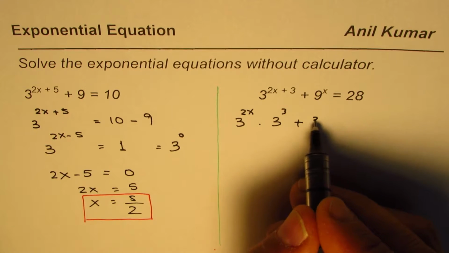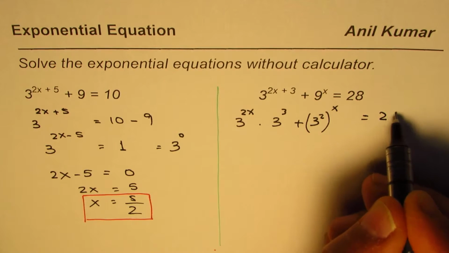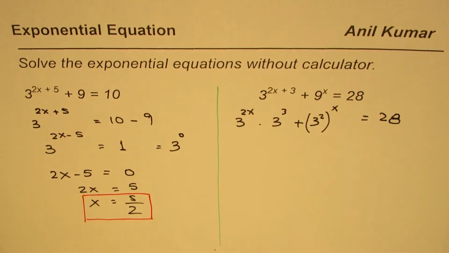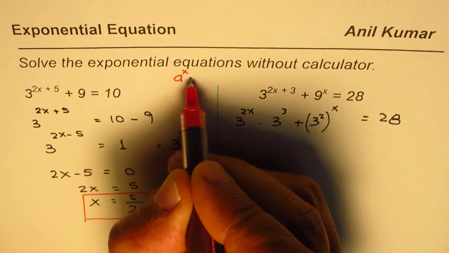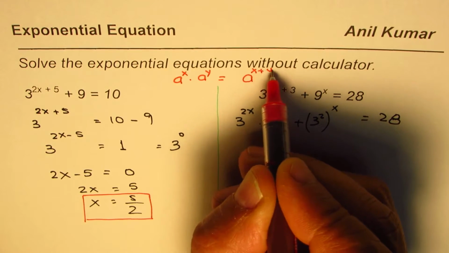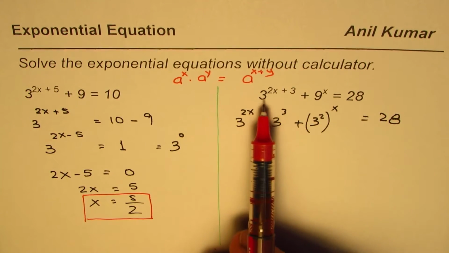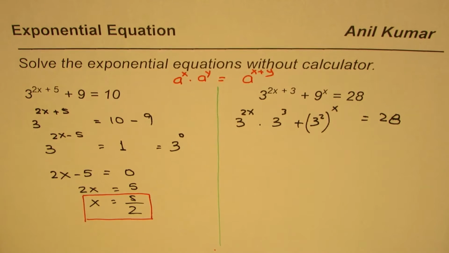And 9 I'm writing as 3 squared, and then we have everything to the power of x, and all this should be equal to 28. Okay, so that is the key. We have applied an exponential rule here. That is to say that if we have a to the power of x times a to the power of y, you can add them, right? So you write a to the power of x plus y. We kind of did the reverse. We are given 3 to the power of x plus y. We wrote it as a product with the same base. Okay, so that is the idea here.